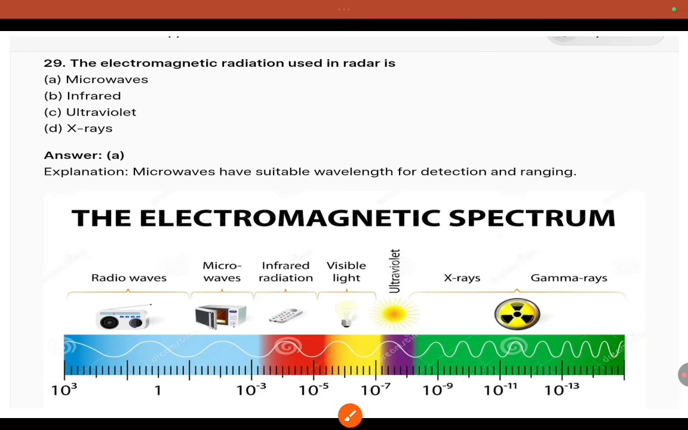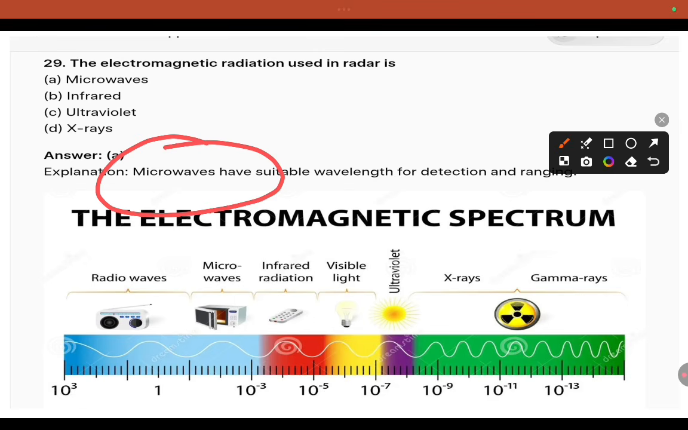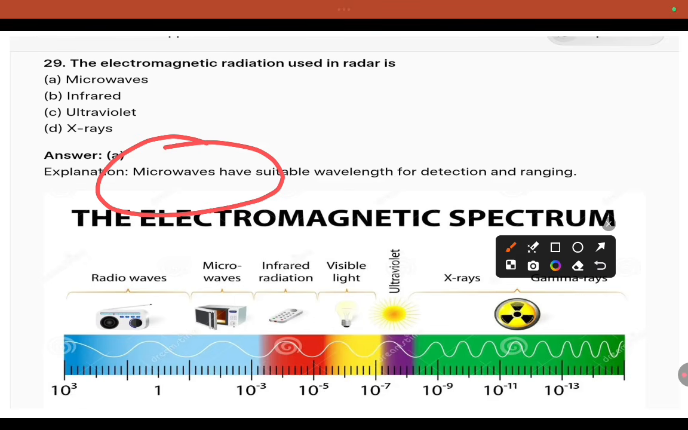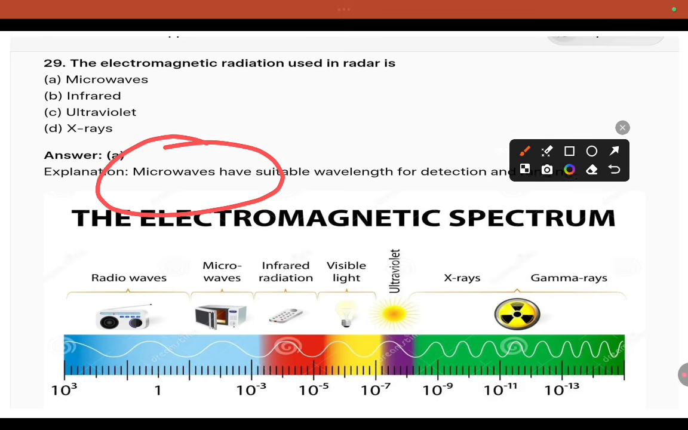29th, the electromagnetic radiation used in radar. Which electromagnetic waves are used in radar? That is microwaves. Make sure that microwaves are of suitable wavelength for detection and ranging.